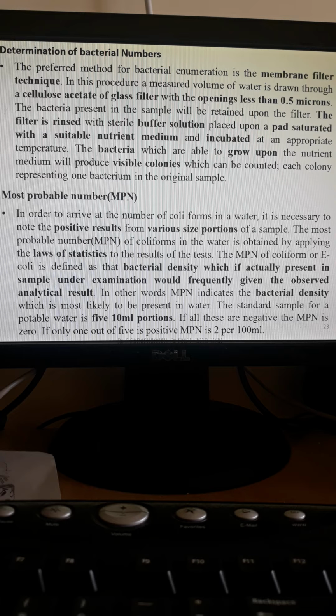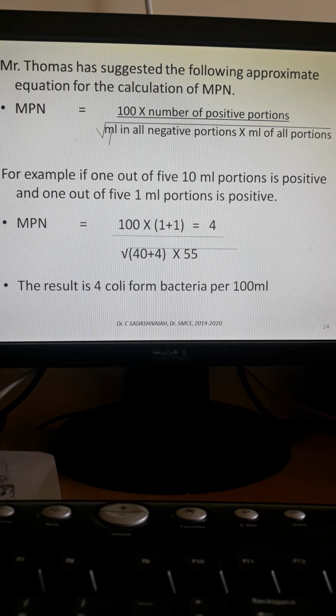If all the samples are indicating negative, then the MPN value will become 0. Suppose only 1 out of 5 samples is positive, then MPN is say 2 per 100 ml. I am going to demonstrate this in the next example.